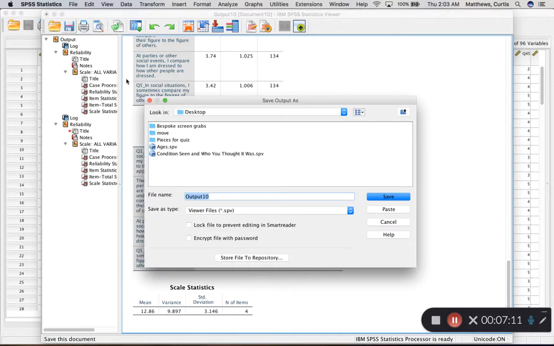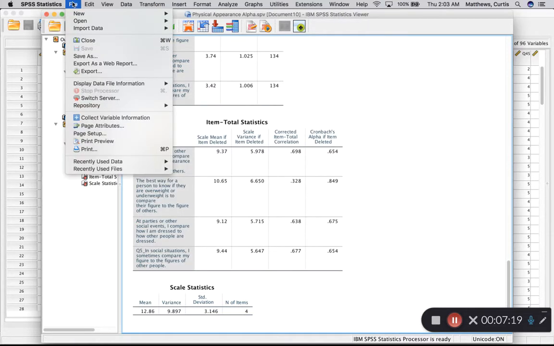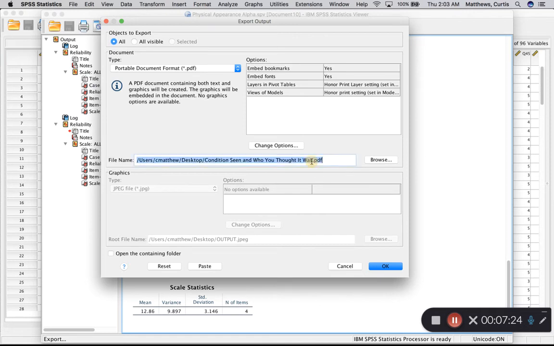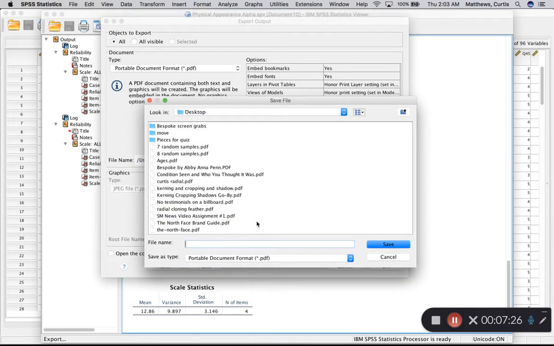This is the physical appearance alpha. Let's save that baby so we can use it for future things.